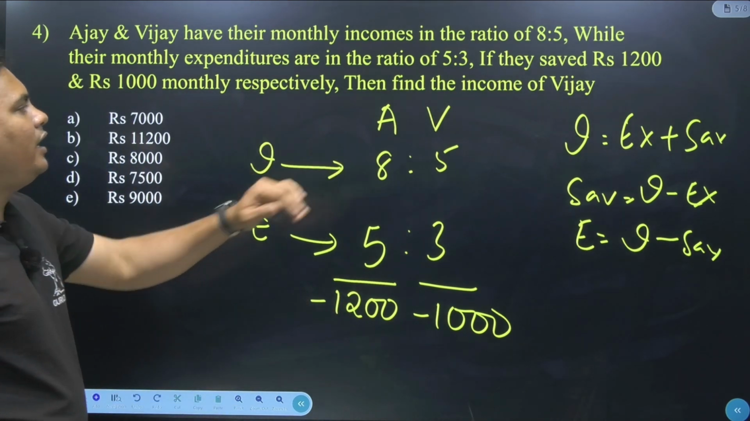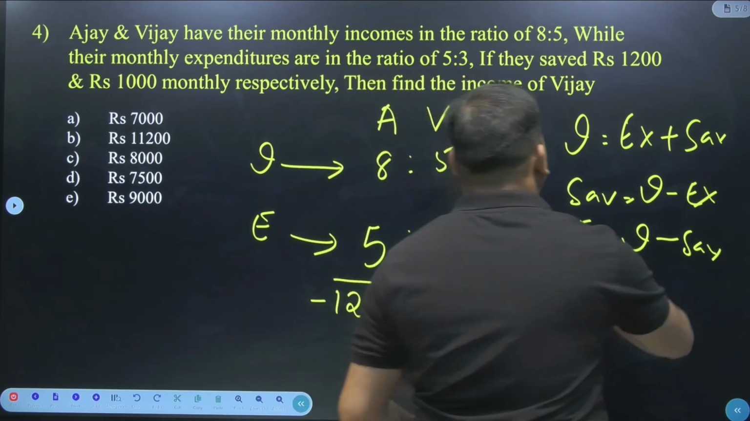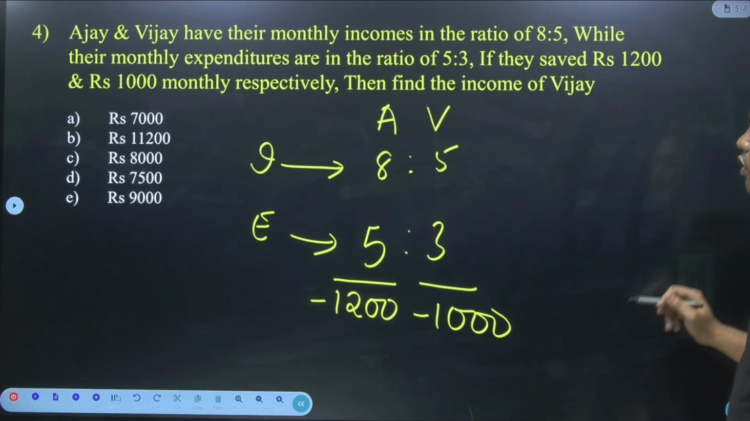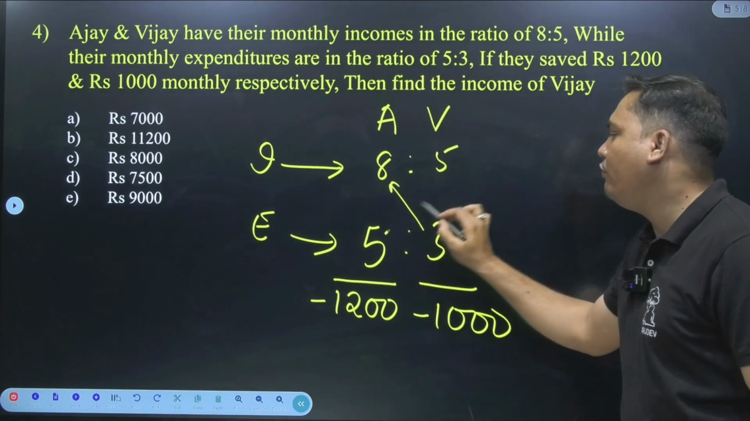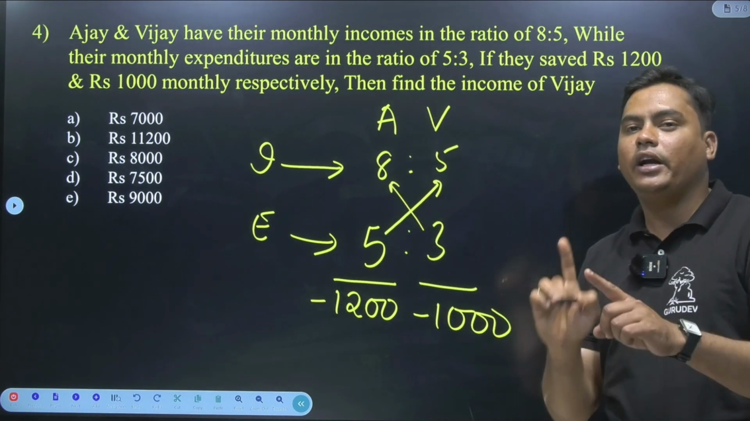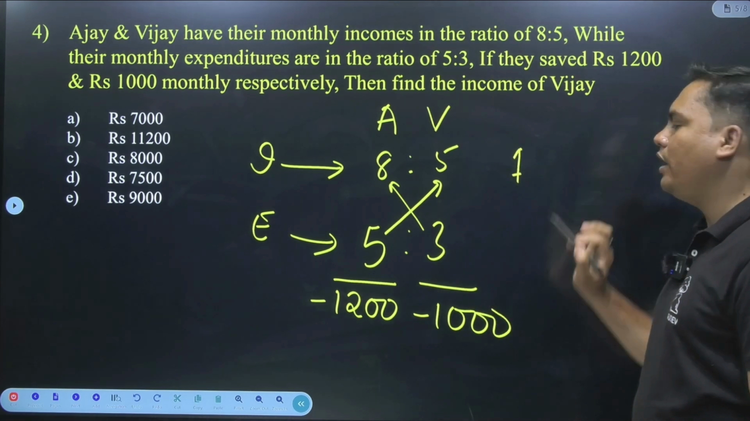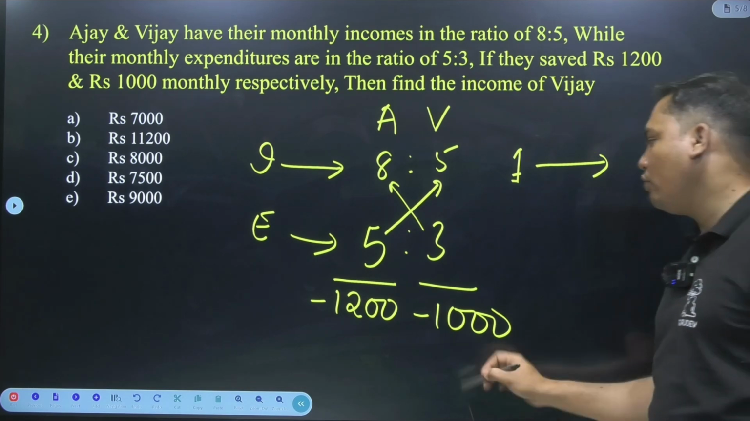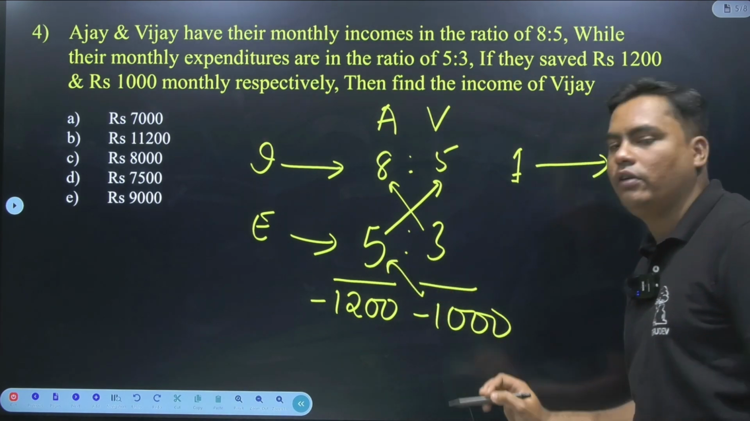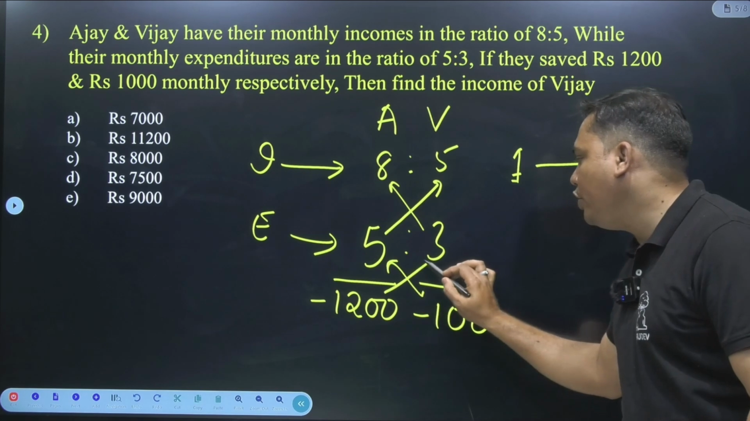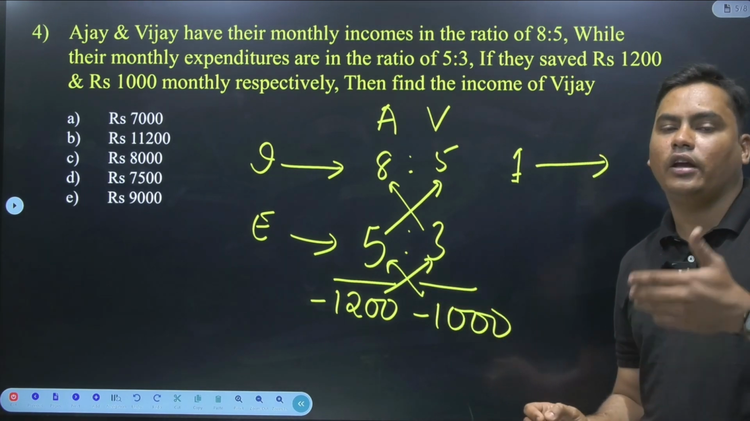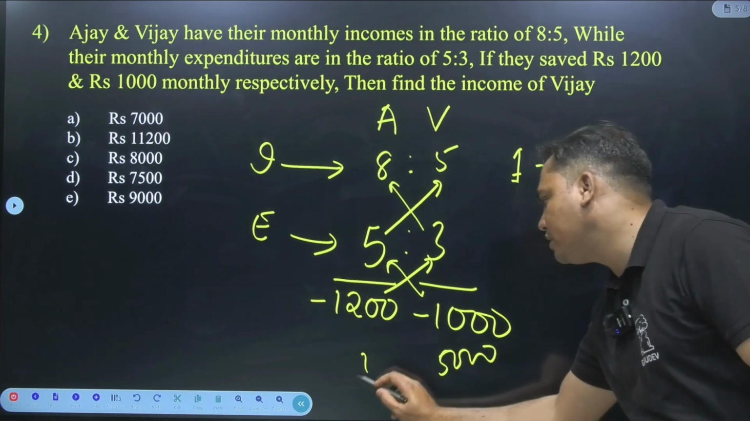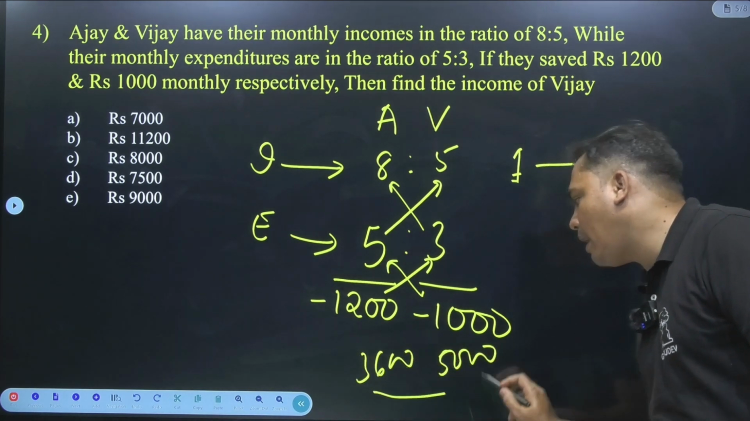So then find the income of Vijay here. So how can I do? Find the income of Vijay means I should find the value of 5 here. Now cross multiply. 8 3s are 24 and 5 5s are 25. 24 and 25, the gap is 1 here. 1 value will be equals to how much I should find? How to find? 5 into 1000 will be 5000. 1000 into 3 will be 3600. So this is 5000 and this is how much here? 3600. The gap between both of them.